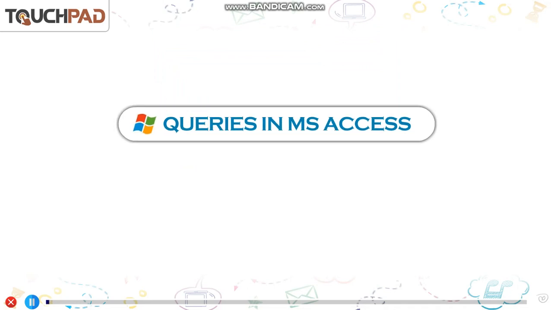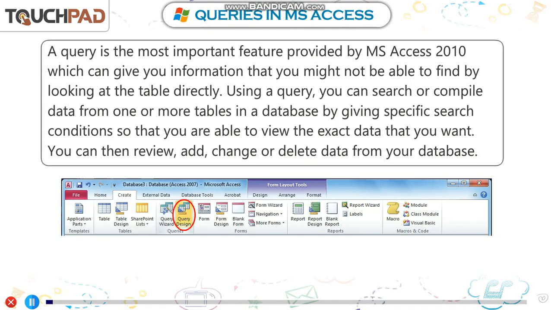Queries in MS Access. A query is the most important feature provided by MS Access 2010, which can give you information that you might not be able to find by looking at the table directly. Using a query, you can search or compile data from one or more tables in a database by giving specific search conditions so that you are able to view the exact data that you want. You can then review, add, change or delete data from your database.